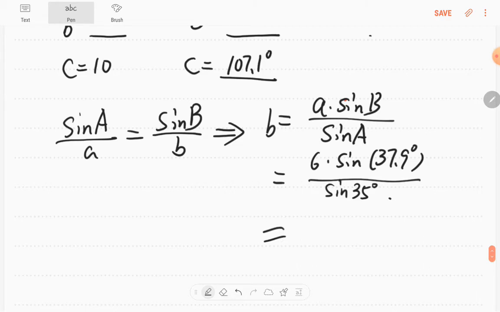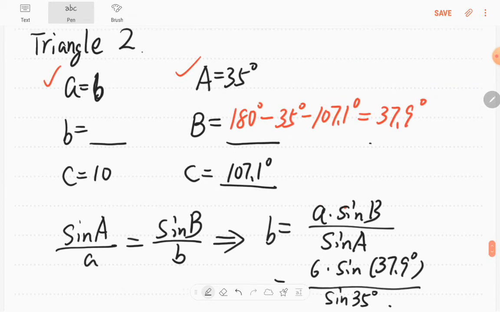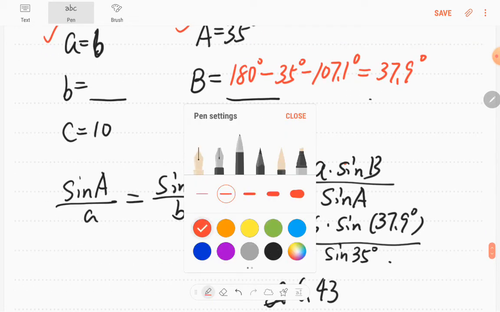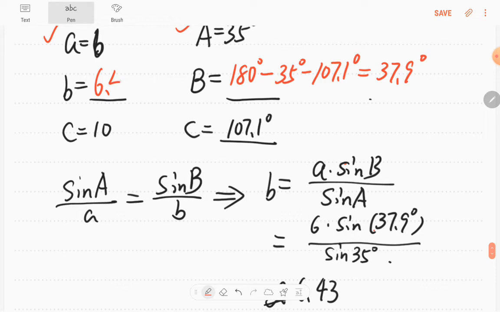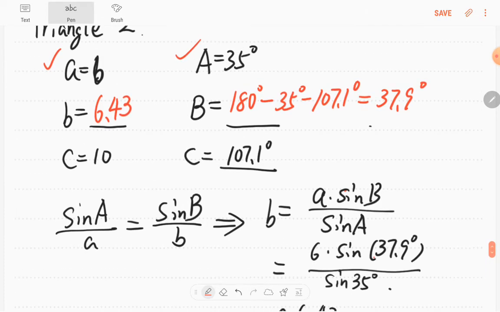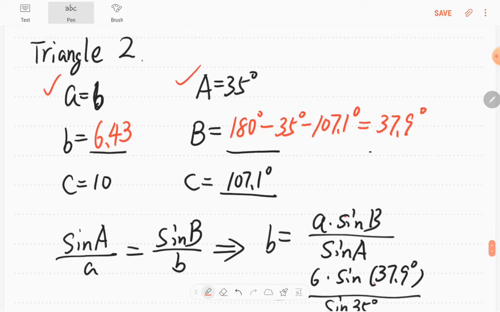So you use a calculator. You will see this is 6 times sine 37.9 divided by sine 35, which is about 6.43. So here it is, 6.43. You can see this is actually a case where we have one angle which is an obtuse angle.